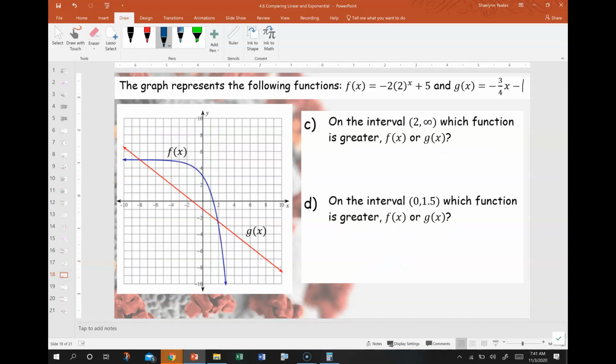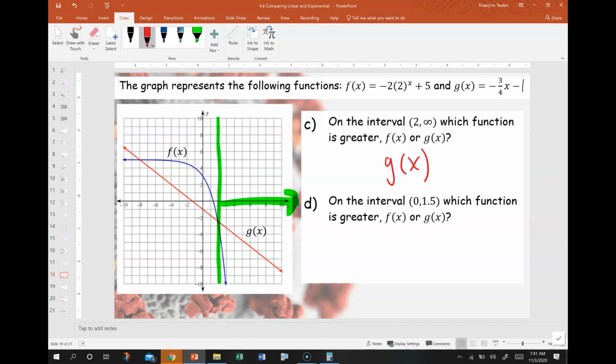Alright, so we're looking at the same graph. Nothing's changed. So it says on the interval of 2 to infinity. So that means right here from 2 this way. Which one's greater? The red line. So that's g of x.